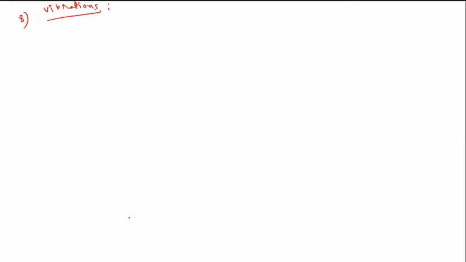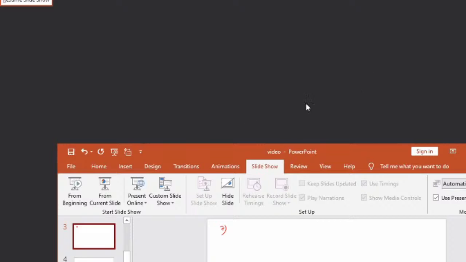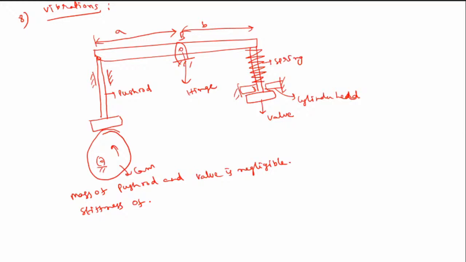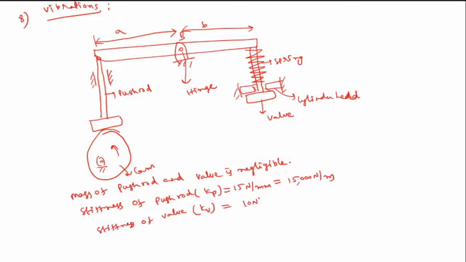They told that the mass of the push rod and the valve is negligible. But the push rod has a stiffness. So the stiffness of the push rod, Kp, is equal to 15 Newton per mm, that is 15,000 Newton per meter. Similarly, the stiffness of the valve, Kv, is equal to 10 Newton per mm, that is 10,000 Newton per meter.